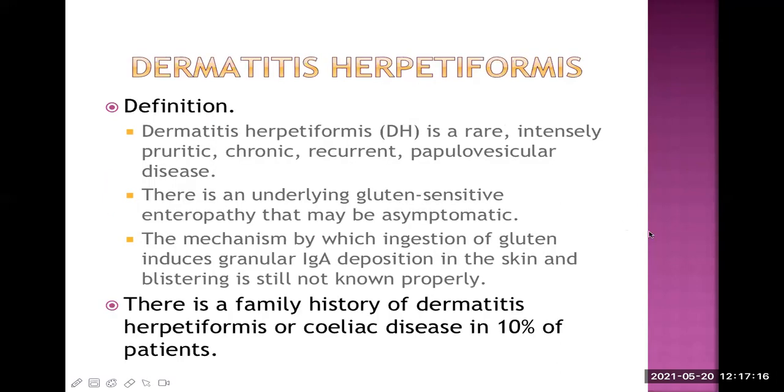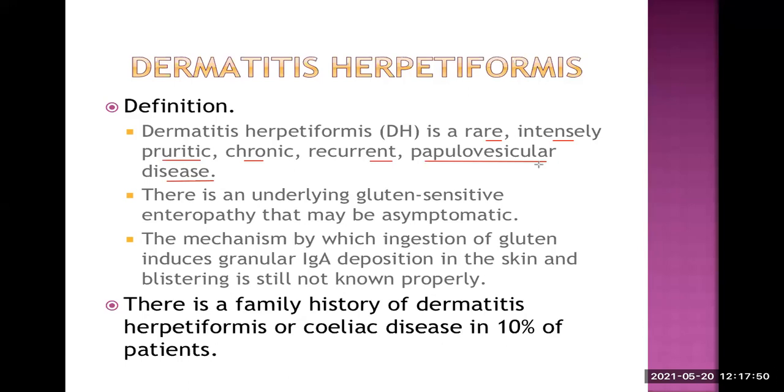Now, the last part of this topic is Dermatitis Herpetiformis. Let's talk a little bit about it. See there. Dermatitis Herpetiformis is a rare, intensely pruritic or itchy, chronic, recurrent papulovesicular disease, which is strongly associated with celiac disease. So this is an itchy, chronic, recurrent disease, and it mainly has papules and vesicles together.